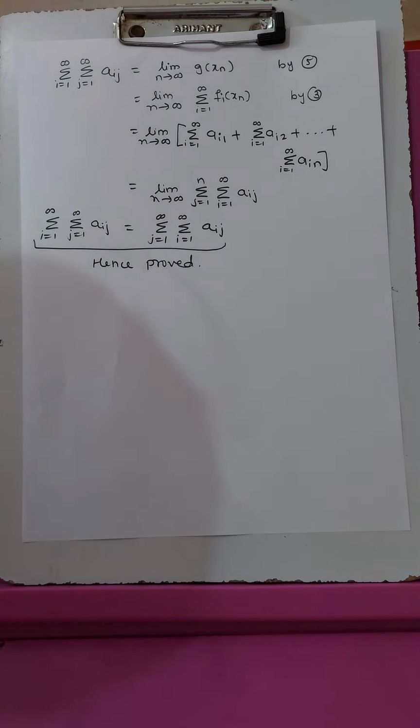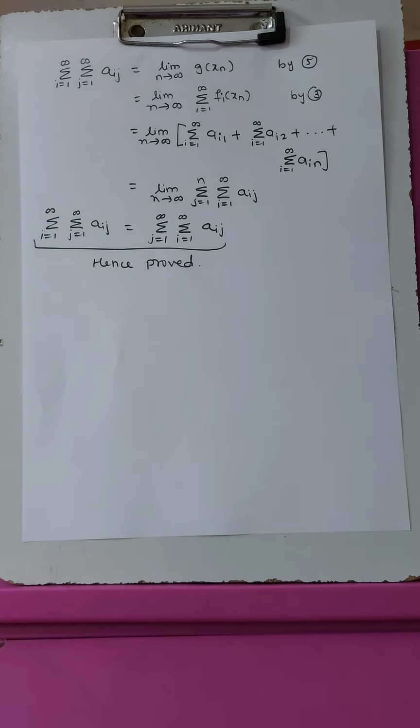So only the last article of this unit is remaining, which is Tauber's theorem, also known as the converse of Abel's theorem, which we will see in the next lecture.